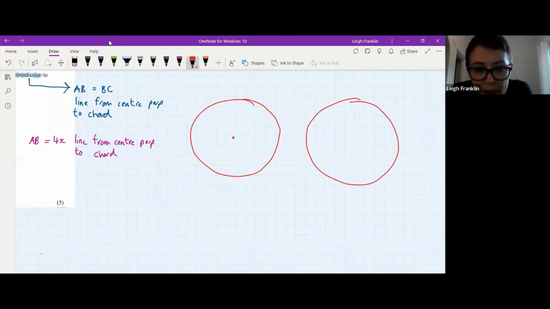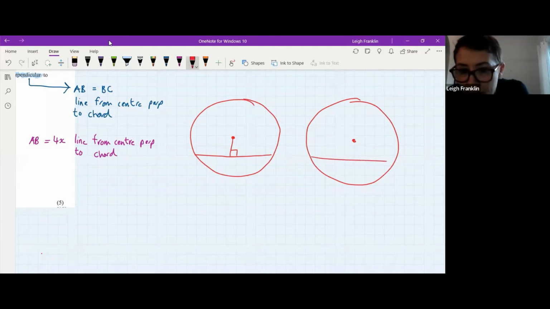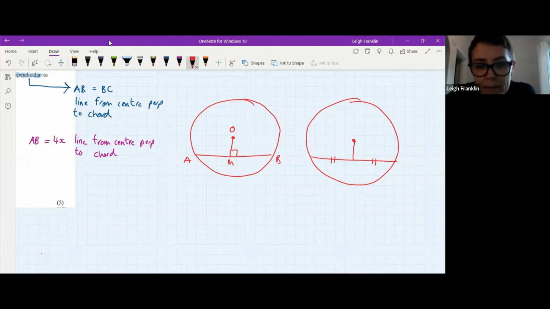Okay, so those are two very badly drawn circles. There is the center, there's a chord. Here is a line from the center perpendicular to the chord. And here is another chord. These two are converses of one another, all right? In the diagram on the left, if this is O and this is M and that's A and that's B, what is being given is that OM is perpendicular to AB.